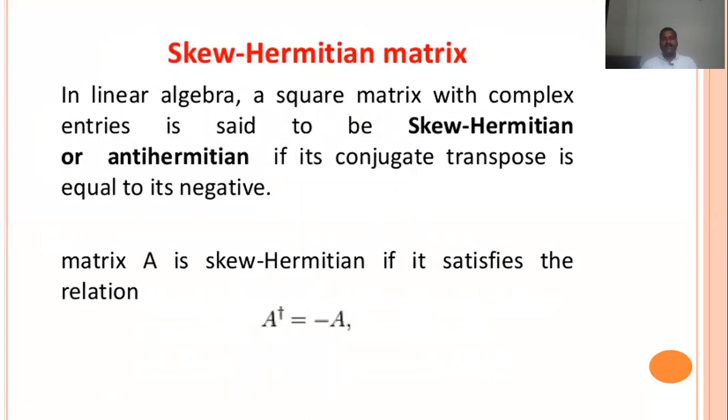A square matrix A is said to be skew Hermitian if A equals minus A conjugate transpose. This is also a symbol for a transposition and a conjugation.